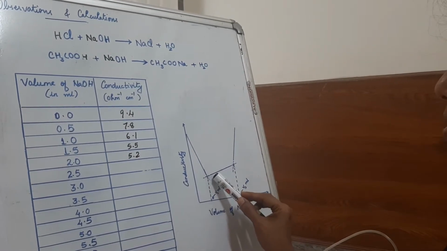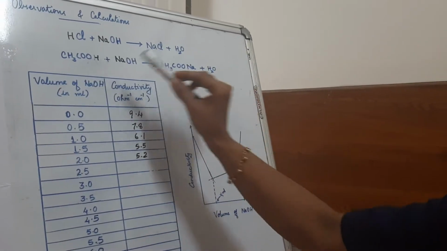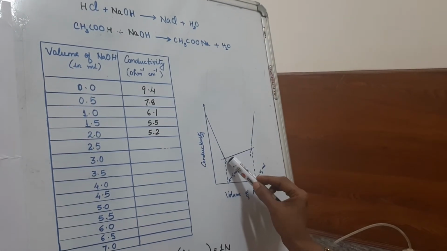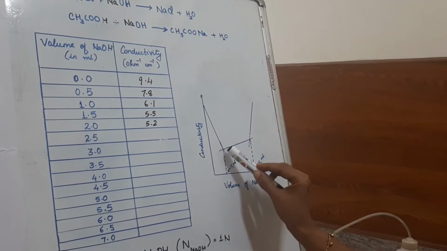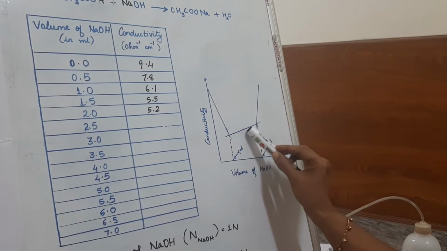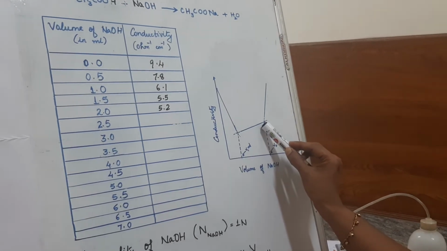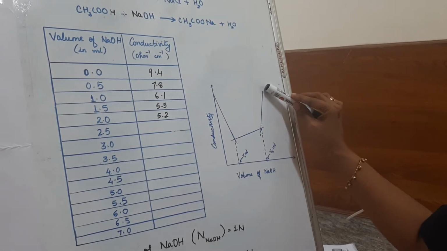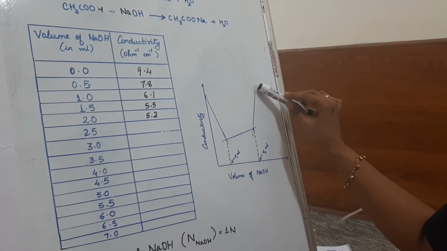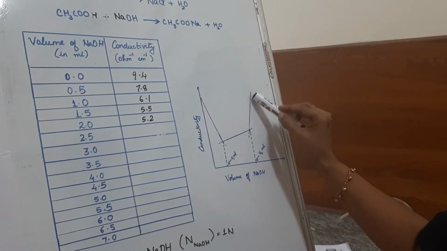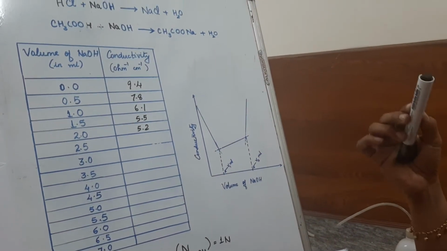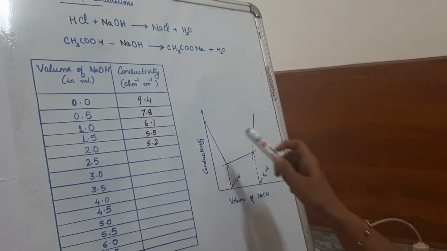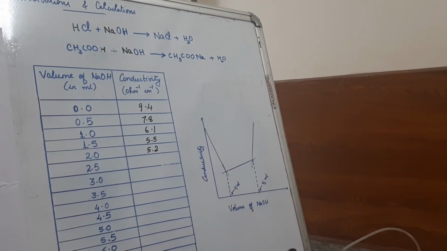Now after that, the slight increase in conductance is due to the H⁺ ions of acetic acid being replaced by sodium ions, forming sodium acetate, and this continues till all the H⁺ ions of acetic acid have been replaced by sodium to form sodium acetate. After that the conductance increases steeply due to the presence of fast moving OH⁻ ions, because we are continuously adding sodium hydroxide in increments of 0.5 ml. So this is the pattern of the graph which you get.